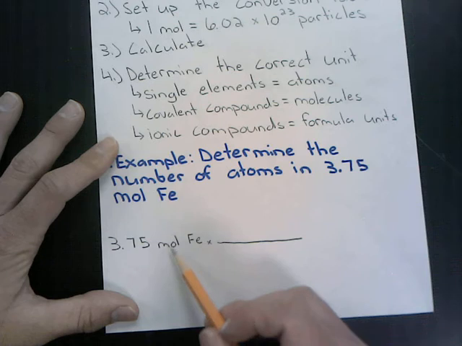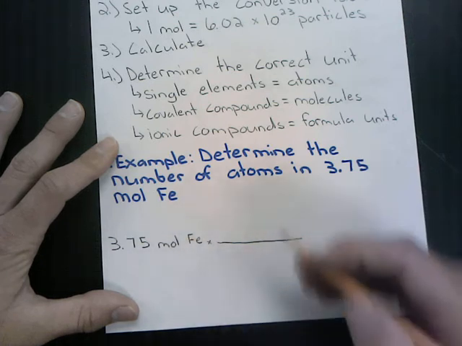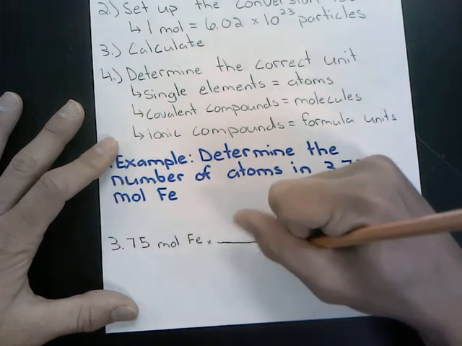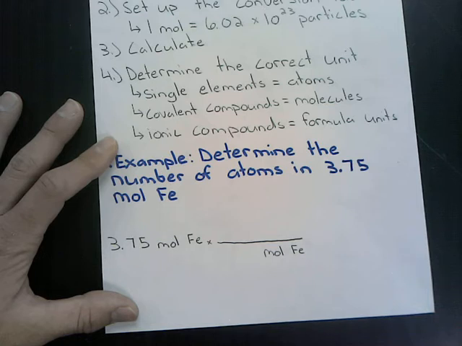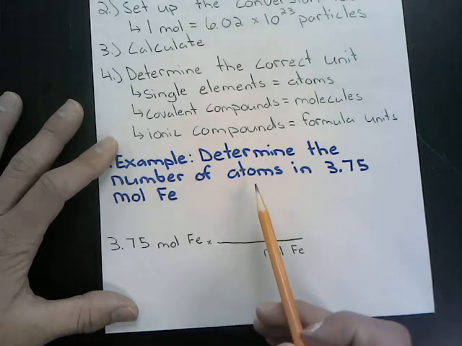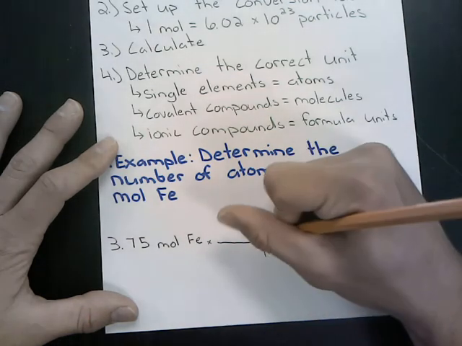So because we have the units of moles Fe, and we want to cancel that diagonal, we put moles of Fe on the bottom. And then on top, the problem helped us out here, and it said, hey, go to number of atoms of Fe. So we can go from moles of Fe to atoms of Fe.